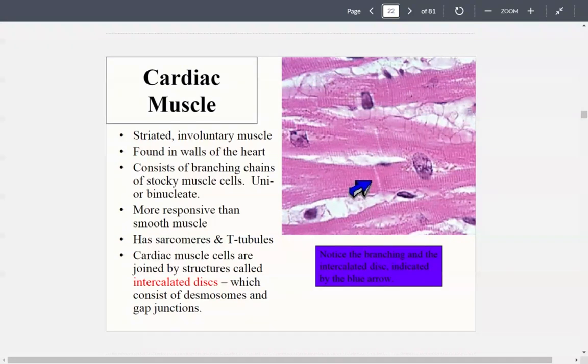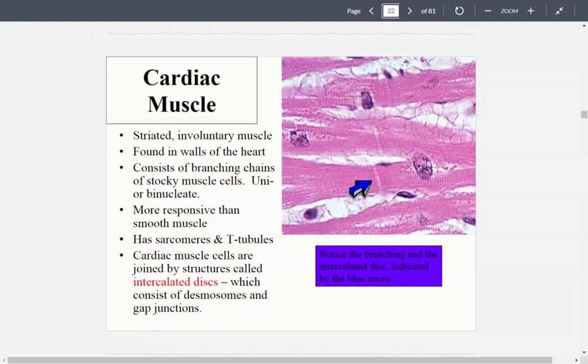And this intercalated disc is actually a communication spot for these cells. This is something we're going to talk about when we talk about the cardiovascular system, because these intercalated discs are what allow the cardiac muscle cells to contract as one.